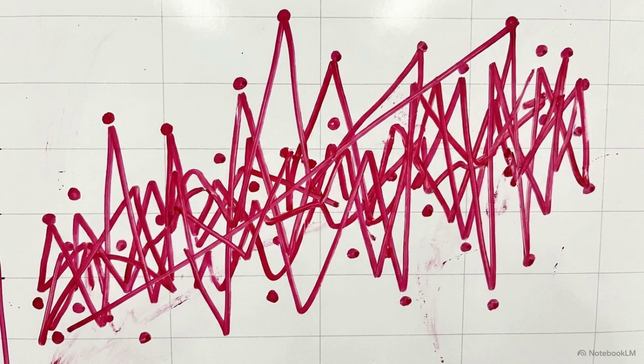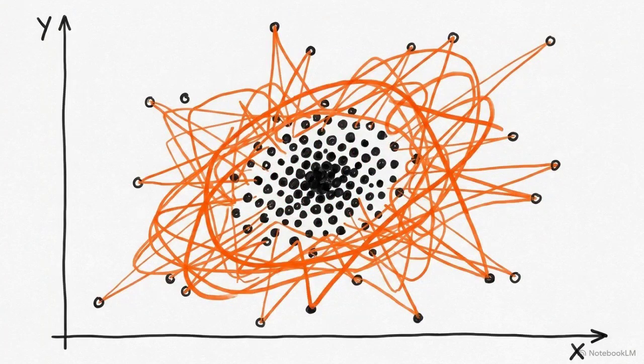The algorithm hasn't learned the structural rules of the data. It has simply memorized meaningless, random noise. This failure is defined as overfitting. The model has excessively low bias, but its variance is so high that it cannot generalize to new information.